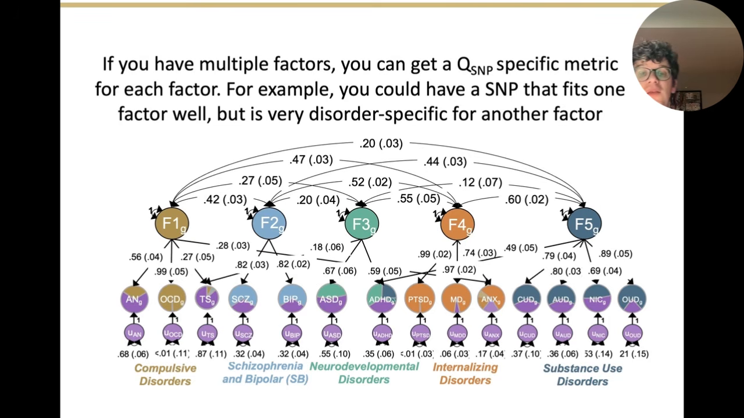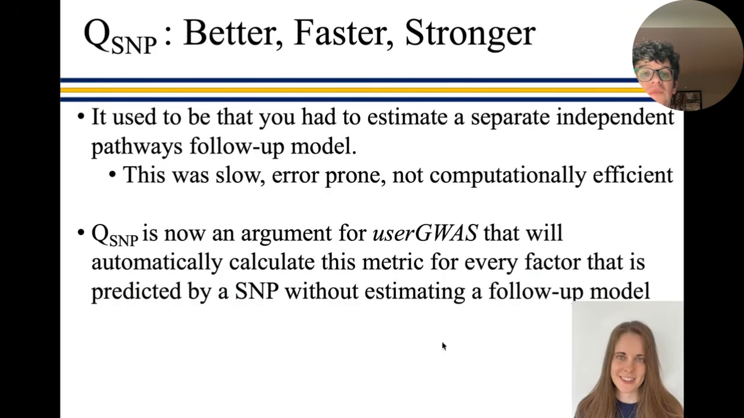So again, you used to have to estimate these separate models, and lots of credit to my previous postdoc, now lecturer at Queen Mary University, Dr. Izzy Foote, who introduced this closed form solution in a recent Nature Genetics paper. And the QSNP argument is and has been live up on the main genomics SEM branch for about a year now.